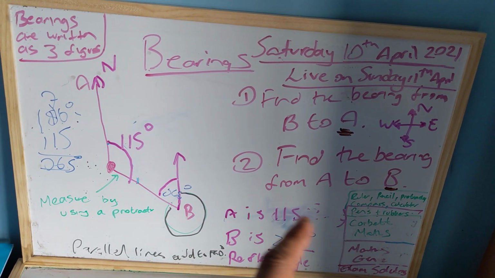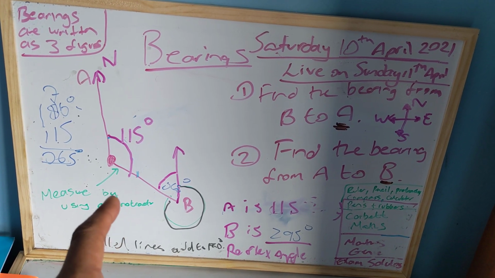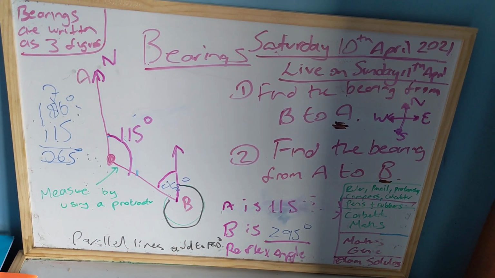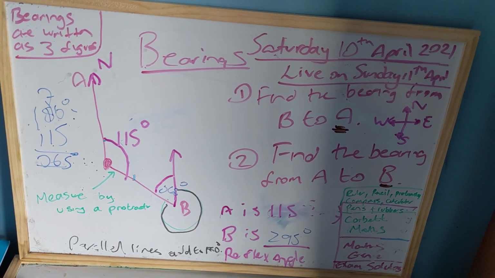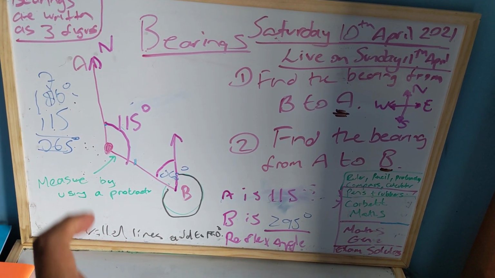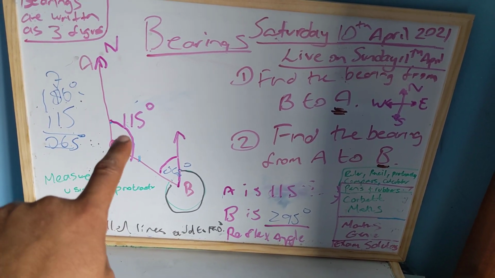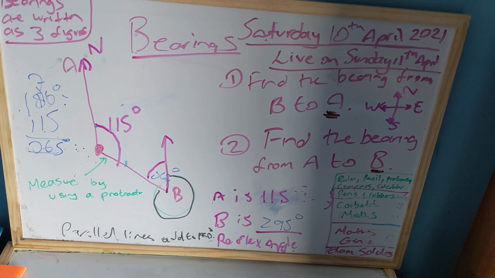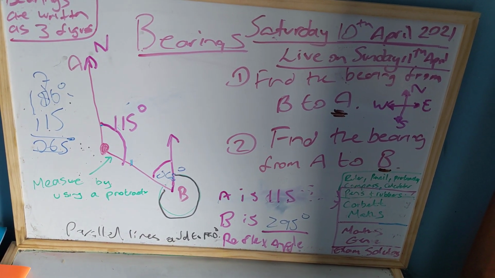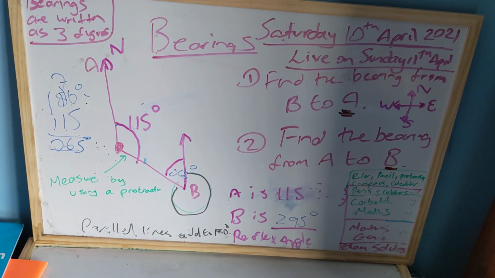The next one says find the bearing from A to B. So I start at B and then I've got to go clockwise. It's always the clockwise direction to get to A. So I'm going to measure this reflex angle here. There is more than one way I can do it. I can measure this angle here, or I can use the rule that co-interior angles between parallel lines add up to 180. So 115 plus this has to equal 180, which means that angle is 65 degrees. That is using the rules for parallel lines.